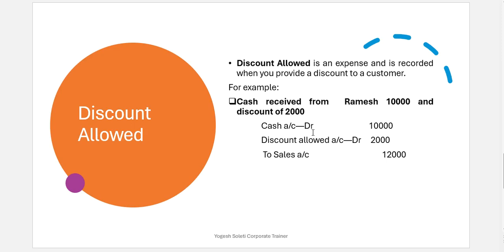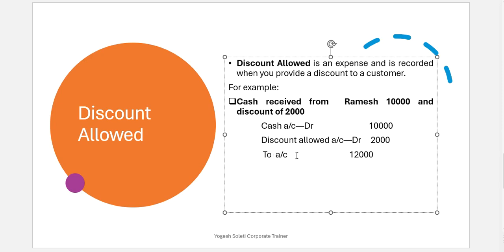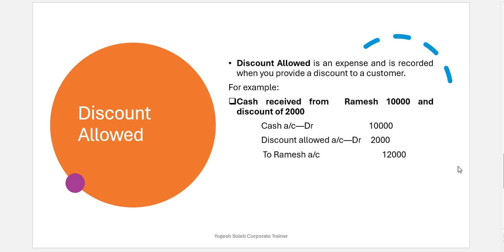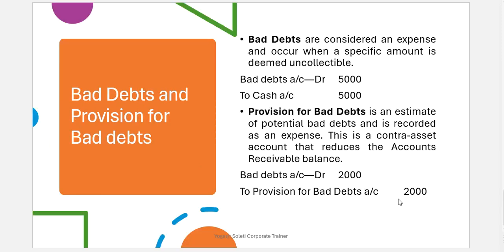So cash account debit, discount allowed account debit to, there is a small mistake over here. Let me rectify. So cash account debit, discount allowed account debit to Ramesh account. Yeah, now it is clear. So cash account debit, discount allowed account debit to Ramesh account, because we are receiving the amount from Ramesh. Why? Because previously we have made a certain sale to that particular person. That's it.